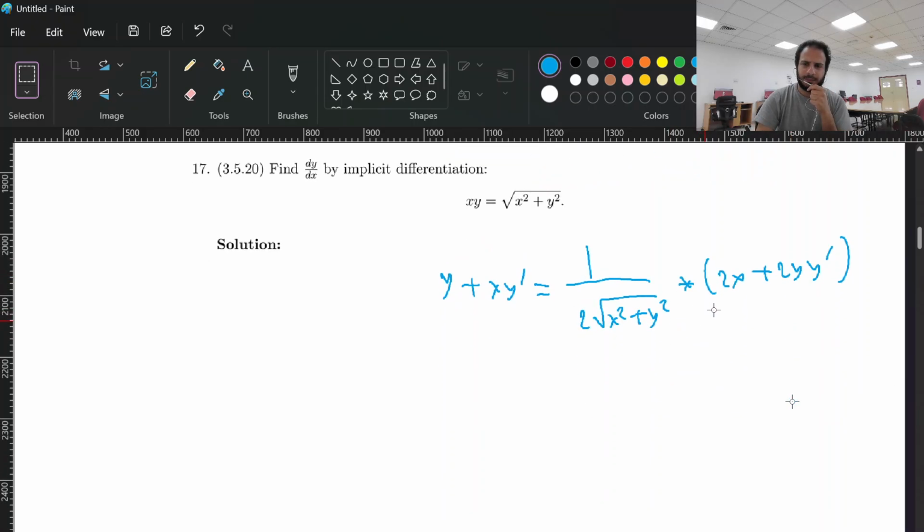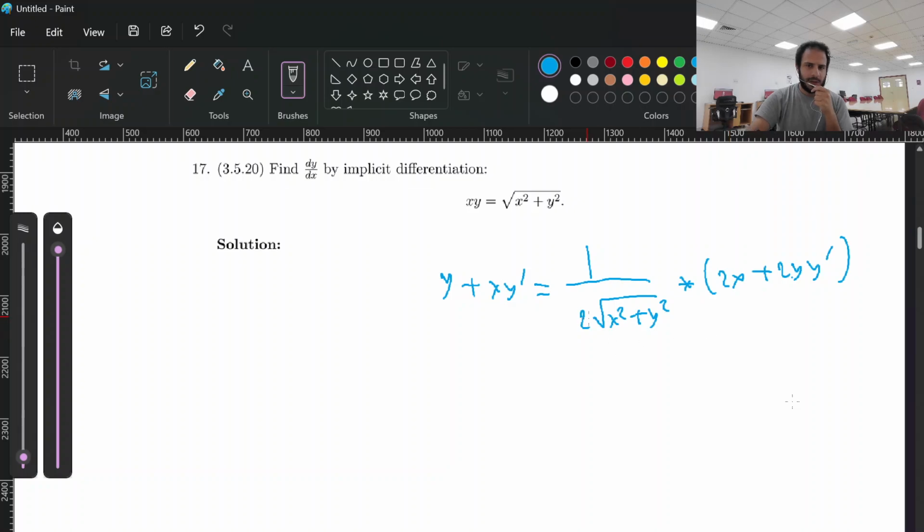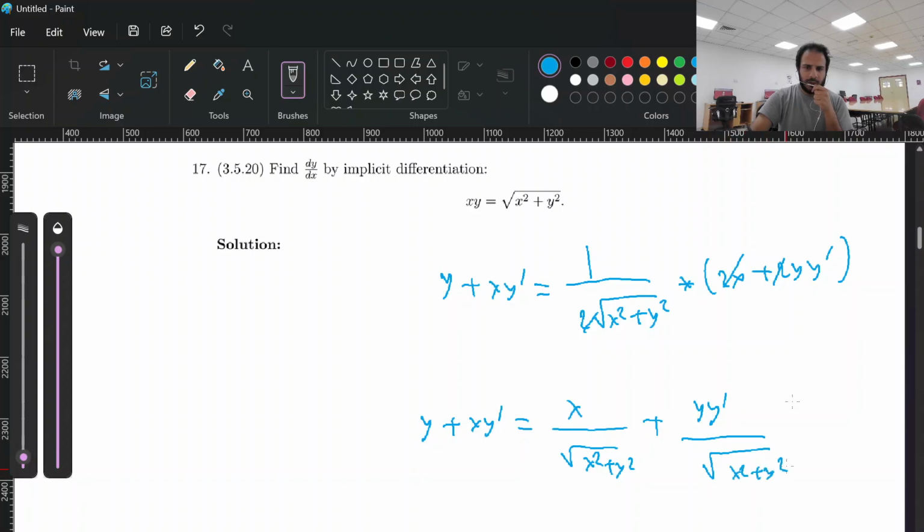So if you want, you can cancel 2 from here and here, because division distributes over addition, so you can cancel the 2. So then you have y plus x y prime equals x over square root of x squared plus y squared, then plus y prime over square root of x squared plus y squared.